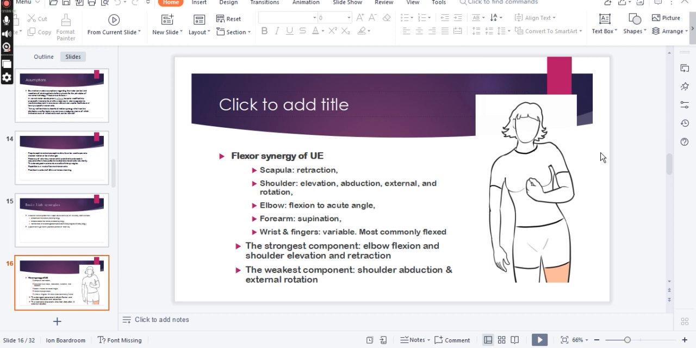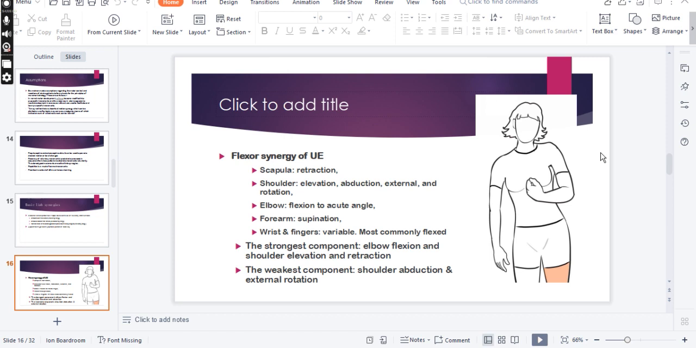We'll discuss the pattern of movement and the pattern of spastic state on these bones or these joints. Scapula. What is the pattern of scapula? It will be in retraction. And what will be the pattern of shoulder? It will be in elevation, abduction, external rotation. On elbow it will be flexion to acute angle. Forearm will be in supination. Wrist and finger variable, most commonly flexed.